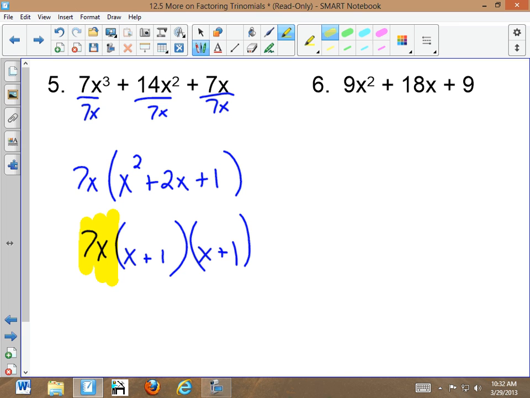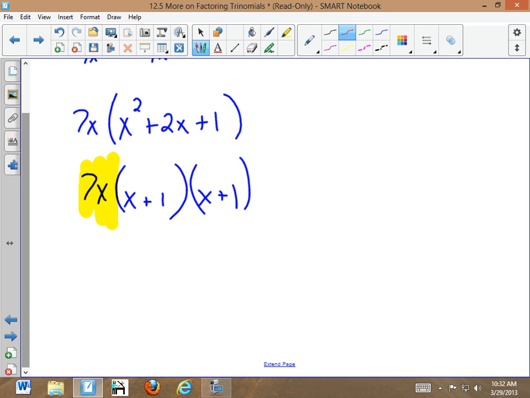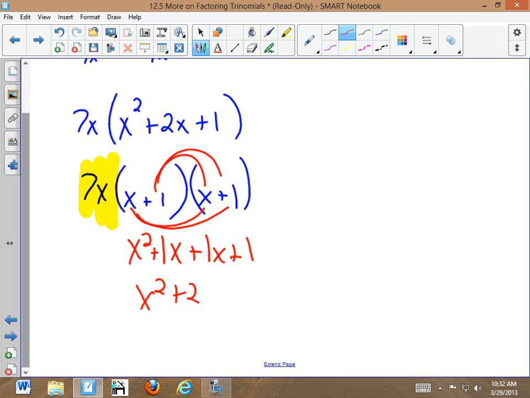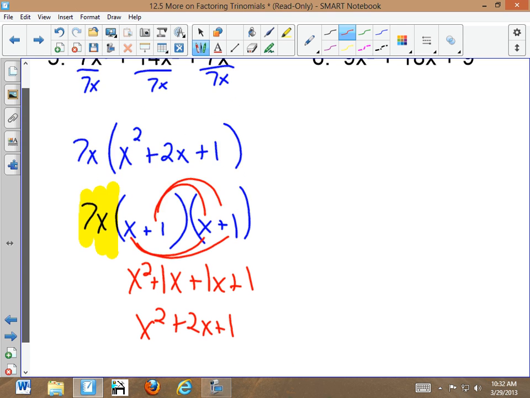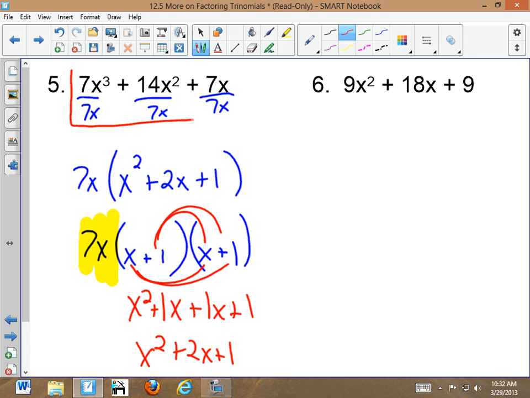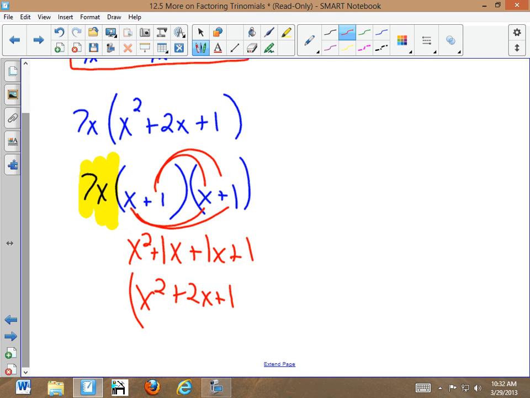Why? Because when I factor this back out, x times x, x squared. X times 1 plus 1x. 1 times x plus 1x. 1 times 1 plus 1. That right there, x squared plus 2x plus 1, does not equal my original problem, and that's what I'm trying to get back to. So I have to multiply this by 7x.